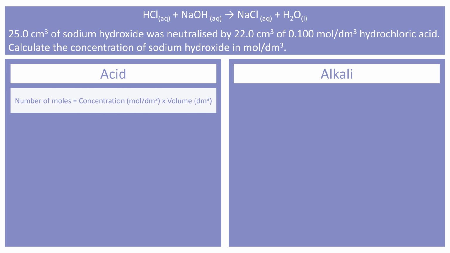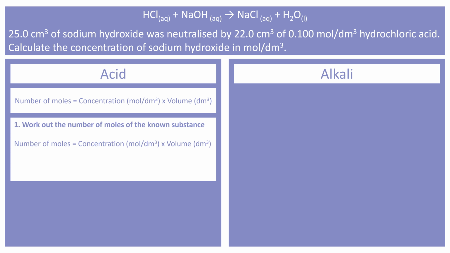Now let's use that equation to start the question. We firstly need to find the number of moles of the known. We can do this as we have values for both the concentration, 0.1 moles per dm cubed, and the volume, 22 centimeters cubed.